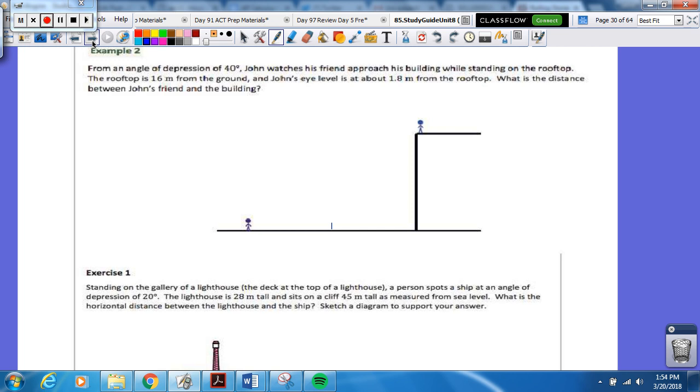Okay. From an angle of depression of 40 degrees, John watches a friend approach his building. So John is watching his friend. Angle of depression is going to be 40 degrees. Mark it up. The rooftop is 16 meters from the ground. So the rooftop here, 16 meters from the ground. And John's eye level is about 1.8 meters from the rooftop. So his eye right here, this is 1.8 meters tall.